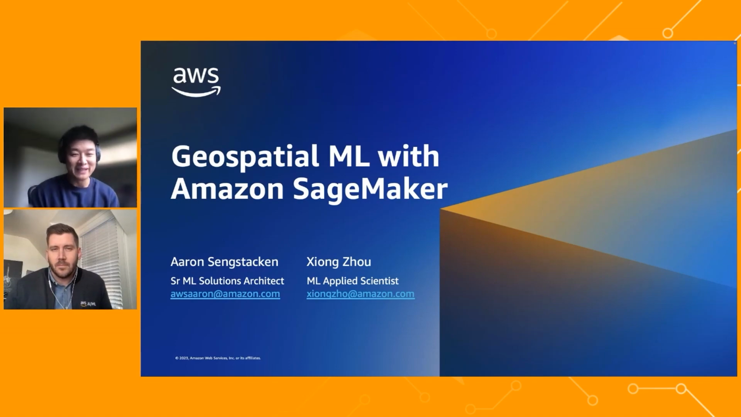Hello, everyone. My name is Xiongzhou. I'm thrilled to be joining you today for this exciting webinar. I'm a senior applied scientist at AWS, where I specialize in building machine learning models with geospatial data. Today, I'm especially excited to be co-hosting this webinar with my colleague, Aaron. Together, we will be discussing some of the features we build in SageMaker Geospatial, as well as sharing our thoughts and insights on the topic.